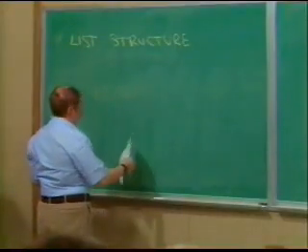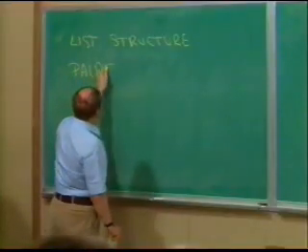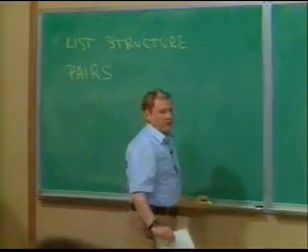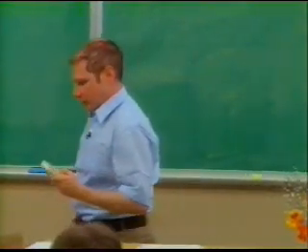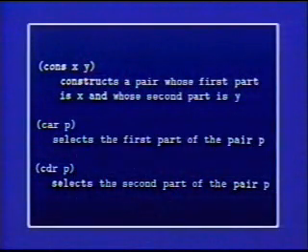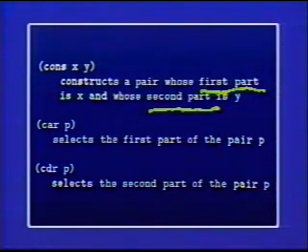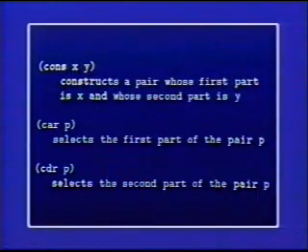More precisely, Lisp provides a way of constructing things called pairs. There's a primitive operator in Lisp called cons. Cons is an operator which takes in two arguments, x and y, and it returns for us a thing called a pair that has a first part and a second part. So cons takes two objects. The first part of the pair is x, and the second part is y, and that's what it builds.